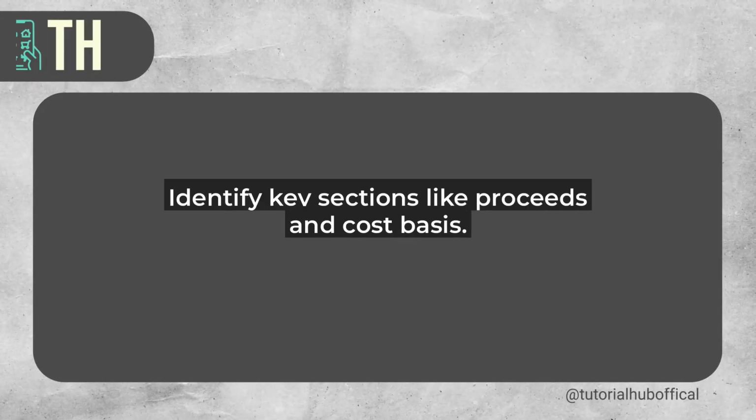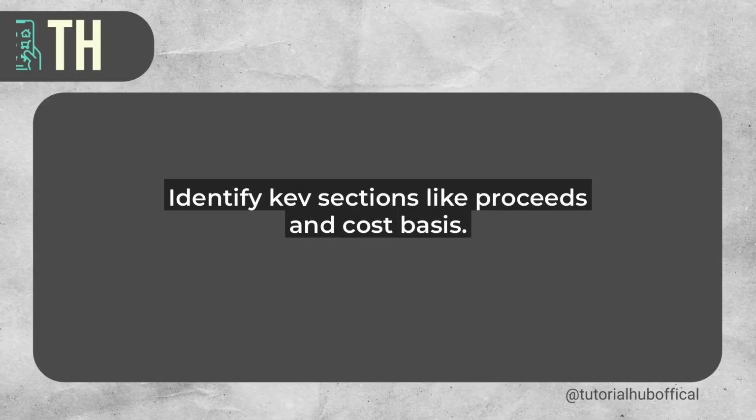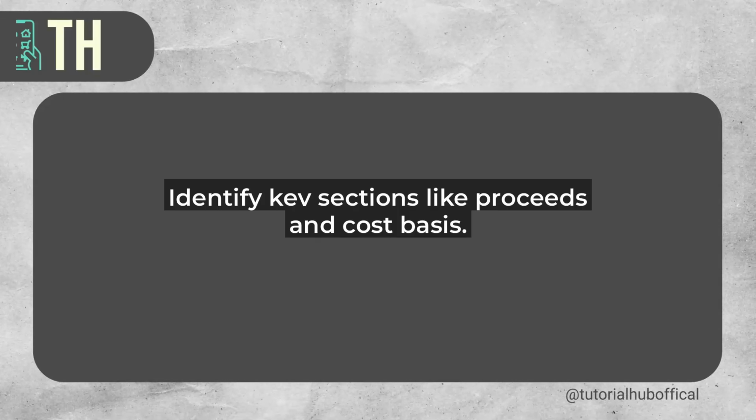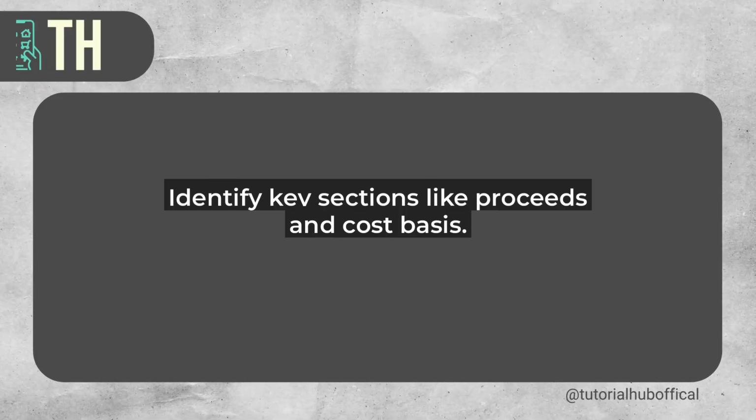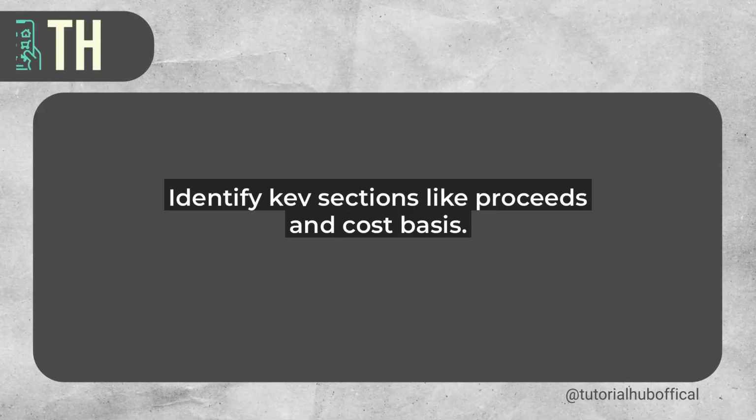To get started, log into your Robinhood app or website and head to the Account section. Look for Tax Documents under the Statements area. Once you find it, download your 1099-B form. It's usually available by late January or early February for the previous year.